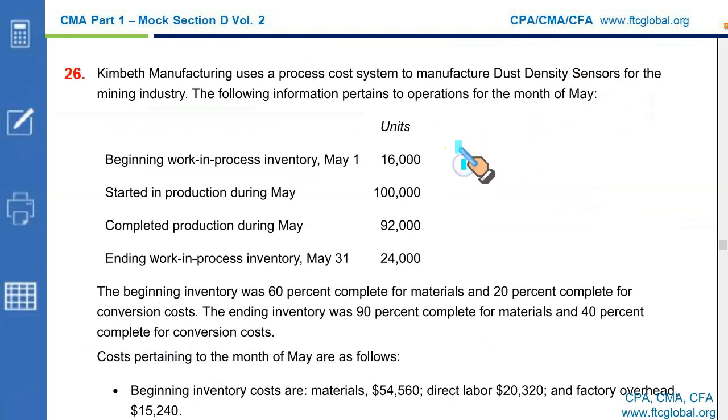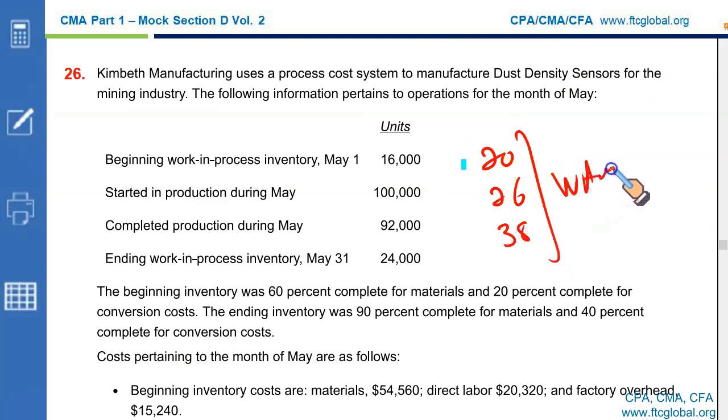Question 26 has already been done as a sequence of questions from question 20, 26 and 38 using the weighted average method, so it's already done.